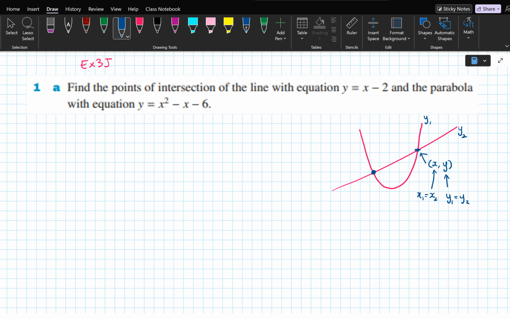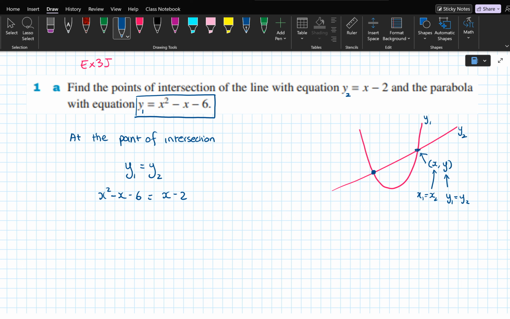Okay, so with that in mind, if I called this y1 and I called this y2, then I know at the point of intersection, y1 will equal y2. Now we already know what y1 equals. It says y1 is equal to x squared minus x minus 6. And y2 is equal to x minus 2.